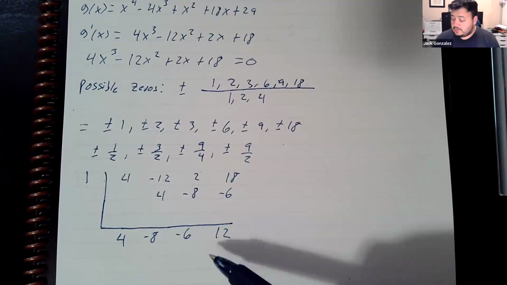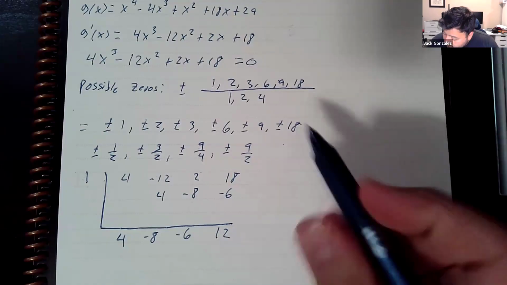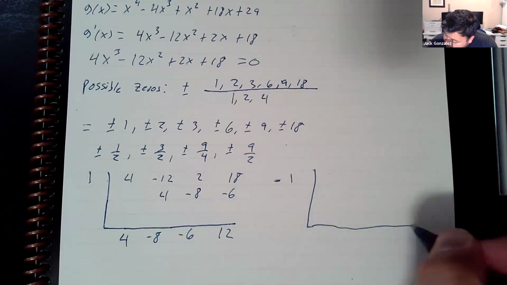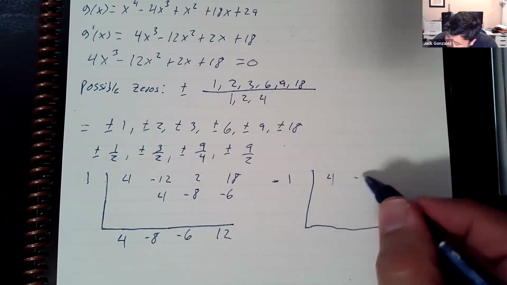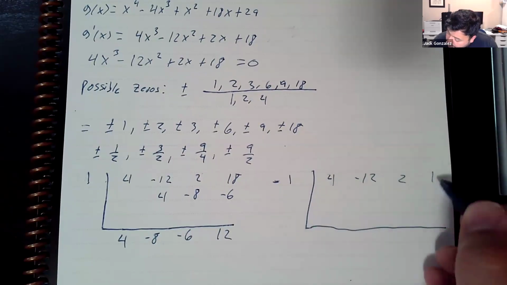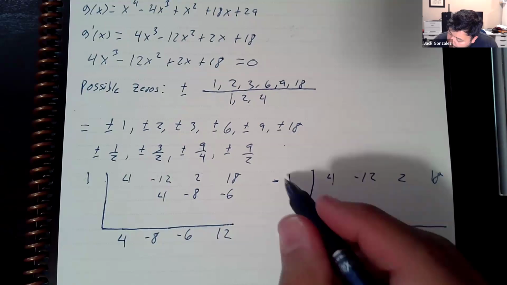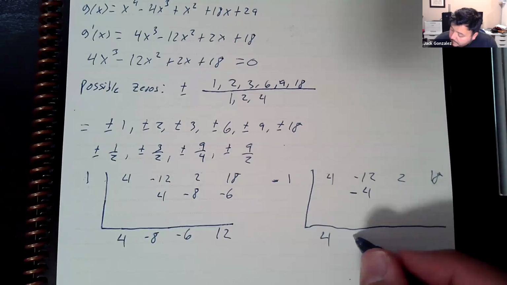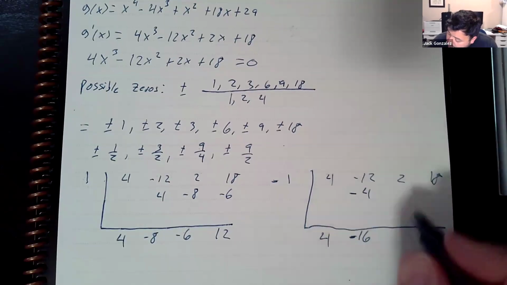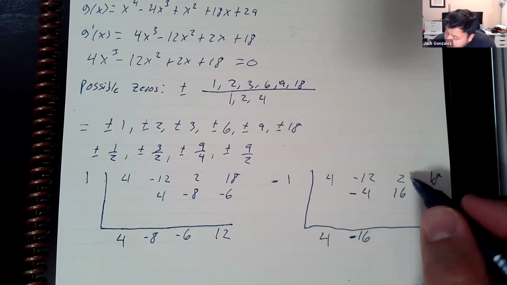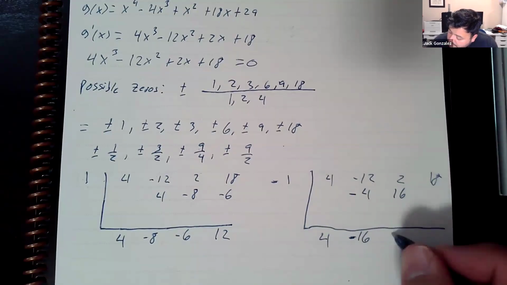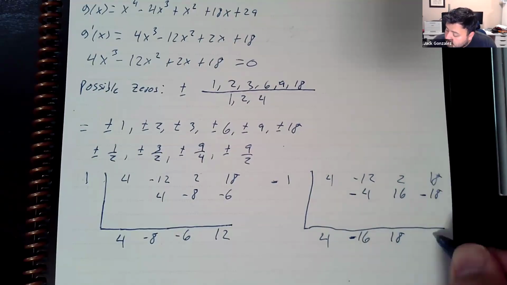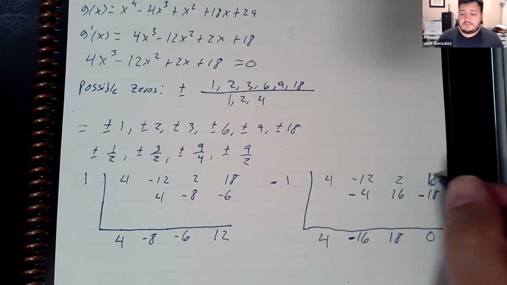So now I do it again. I'm going to do it again over here with -1. So 4, -12, 2, 18. Bring down the 4, -1 times 4, right there. Add these up, -16. -1 times -16 is a positive. 2 plus 16 is 18. -1 times 18 is -18, which gives me my 0. That's what I wanted.